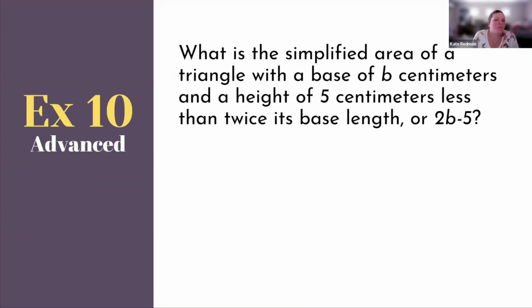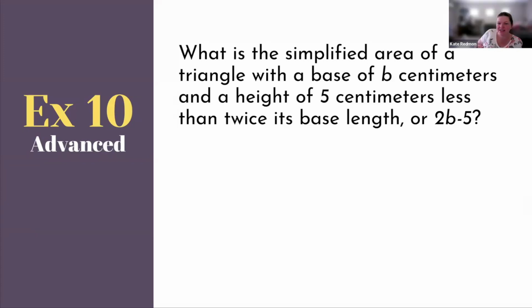Example 10. What is the simplified area of a triangle with a base of b centimeters and a height of 5 centimeters less than twice its base length, or 2b minus 5? Okay, don't panic. Look at the language. What is the simplified area of a triangle with a base? Sounds formula sheetish to me. Don't cry until you look at your formula sheet. When I was a high school math teacher, I gave my students a point just for writing down the formula. They could have no idea what to do with it, but I'm like, thank you for finding it. 1 point. So hit up your formula sheet.